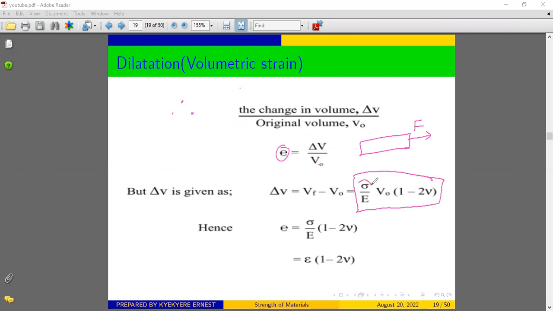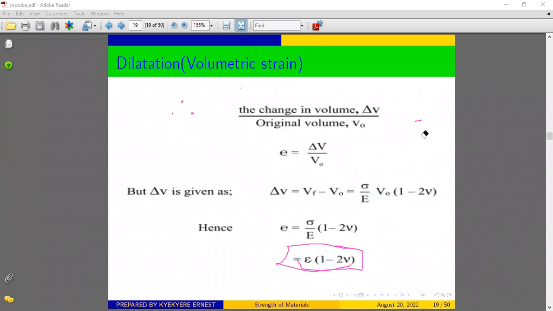And from here, we know that the stress over the modulus of elasticity is equal to the strain. So when a single force is applied, our volumetric strain can also be represented with this formula here, or this, when we only have forces in one of the axes. Good. Now let's move on to the next page.